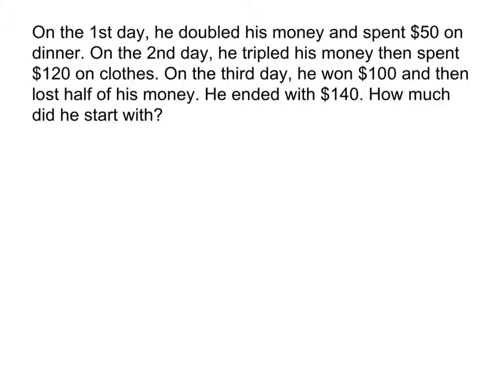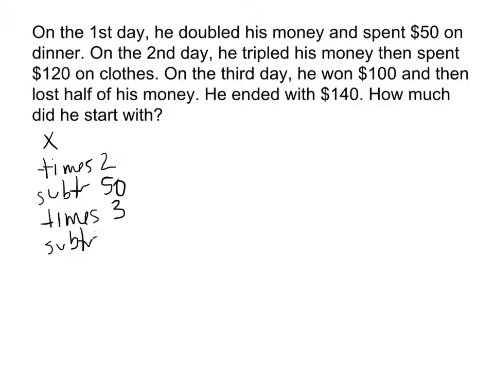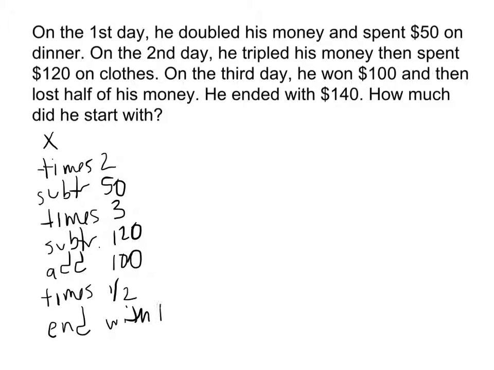Well, we don't know, so that's x. We know he doubled his money, so times 2. Then he spent $50, so that's subtract 50. Then he tripled his money, so that's times 3. But then he spent $120 on clothes, so we're going to subtract 120. He won $100, so that would be adding 100. And then lost half his money, so that would be times a half. We could also write that as divide by 2. And we end with 140. So that's the forward way.